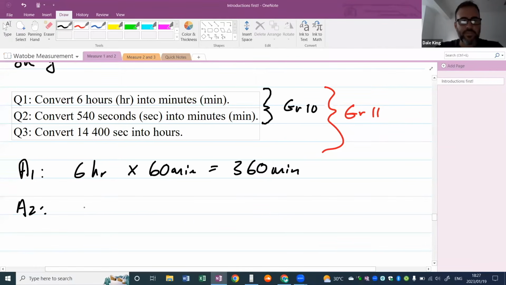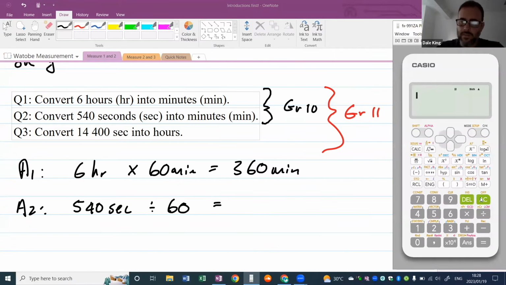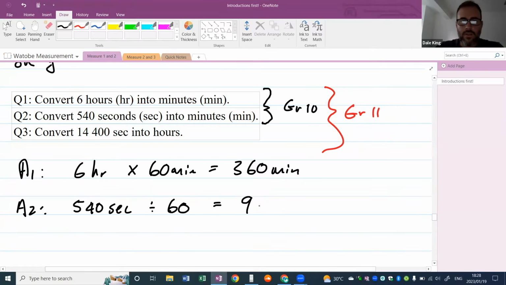Yes, sir. I said 540 divided by 60, which gave me 9 minutes. All right, we're dividing. We're going from seconds to minutes. We're going from a smaller to a bigger unit, so we must divide. Very good. So 540 divided by 60 is 9. All right, 9 minutes. Yes, very good. Thank you, sir. 2 out of 3.